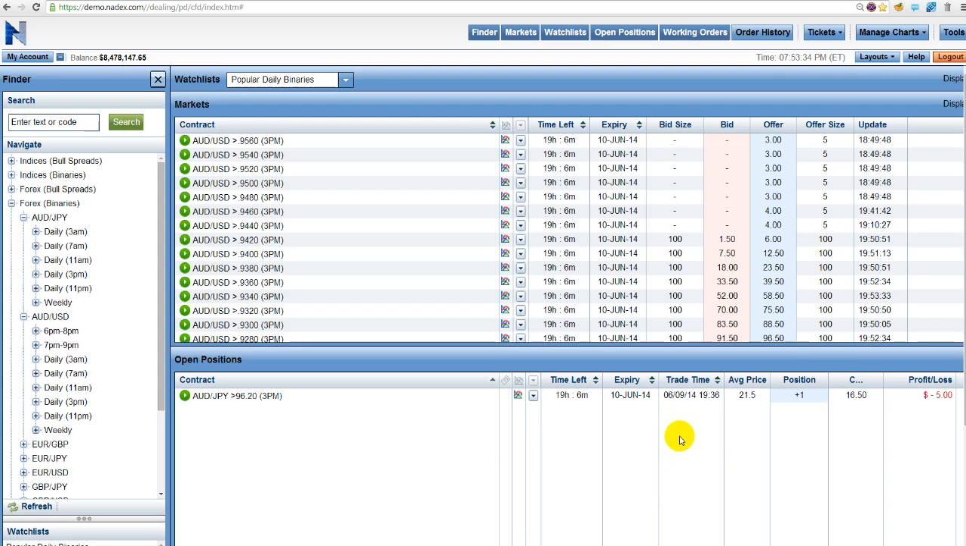So have your take profit plan. Know why you want to take profit. Know where you want to take profit. Know why the price should be there when you take profit, okay? You need to have that plan in place.